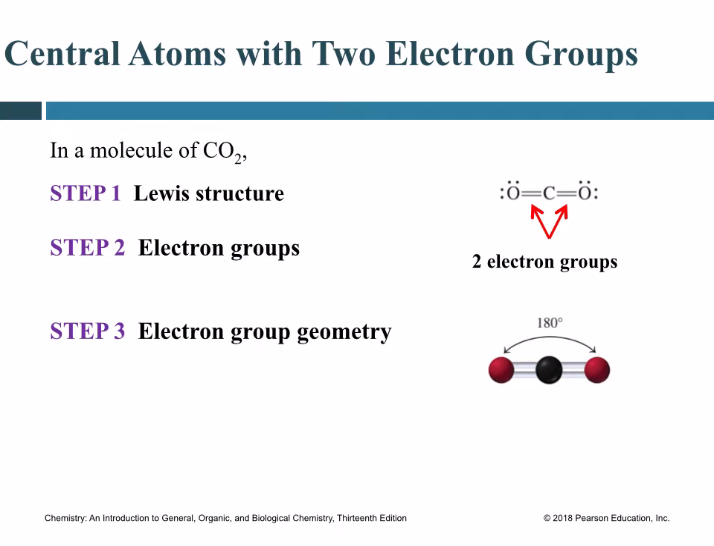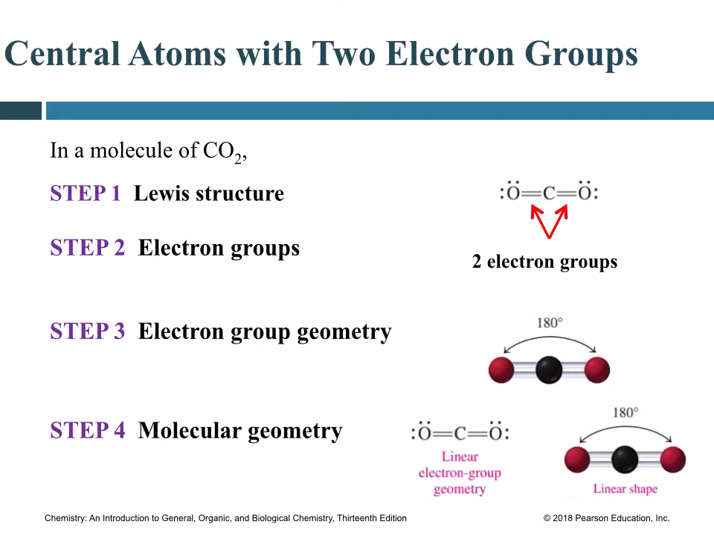For carbon dioxide, the repulsion is minimized by placing the 2 groups on opposite sides of the carbon atom, giving the molecule a linear arrangement with bond angles of 180 degrees. Lastly, determine the shape based on atoms around the central atom. Exclude any lone pairs. For carbon dioxide, the shape has a linear molecular geometry where the 3 atoms are in a straight line.